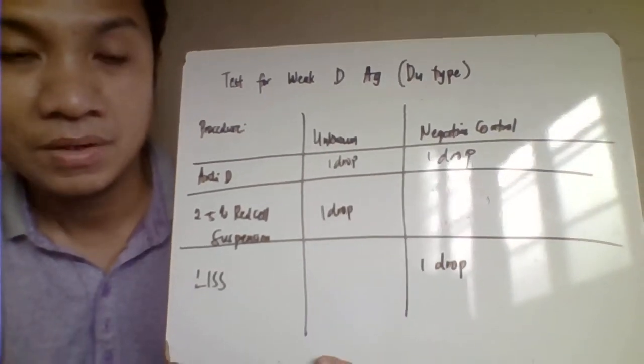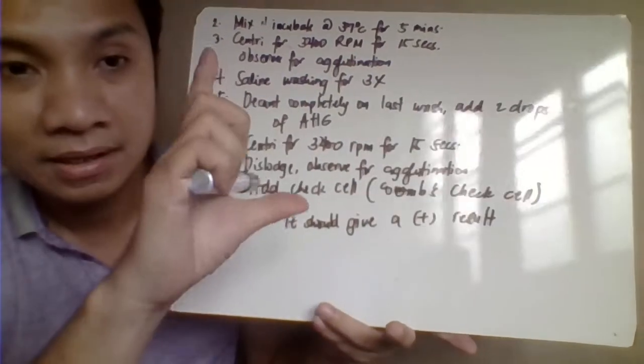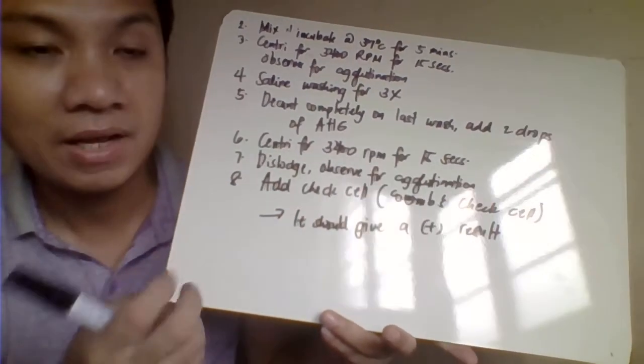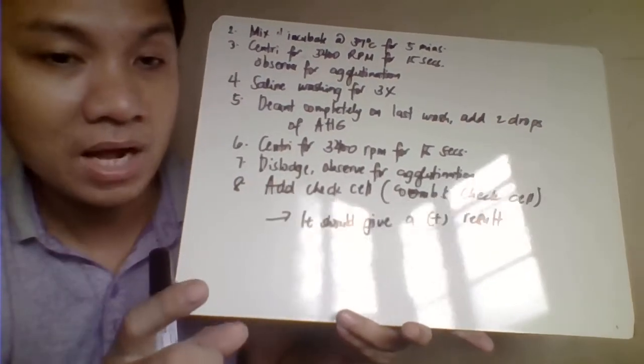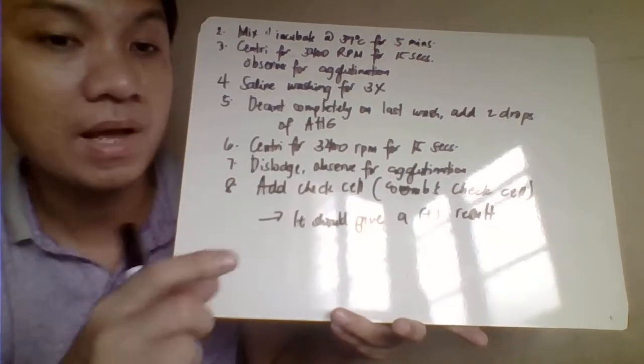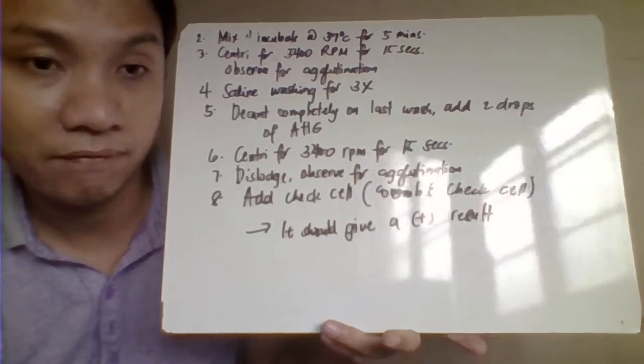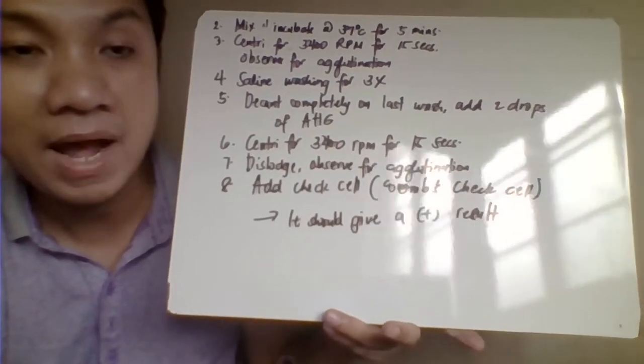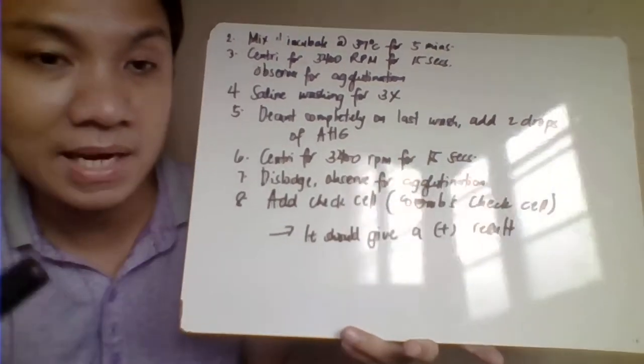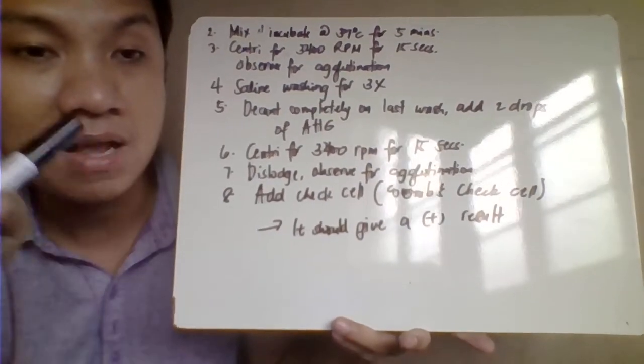Okay, so for this one, you just write the result with your grade. Anong grade ng ating agglutination reaction? 1 plus, 2 plus, 3 plus, 4 plus, and then write also the interpretation as either positive or negative. Okay, if positive, regardless of the grading, you write RHD positive.